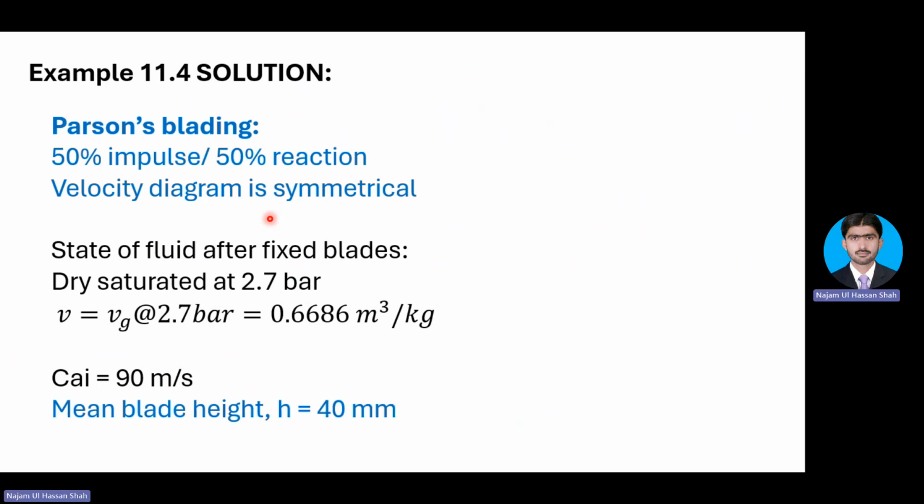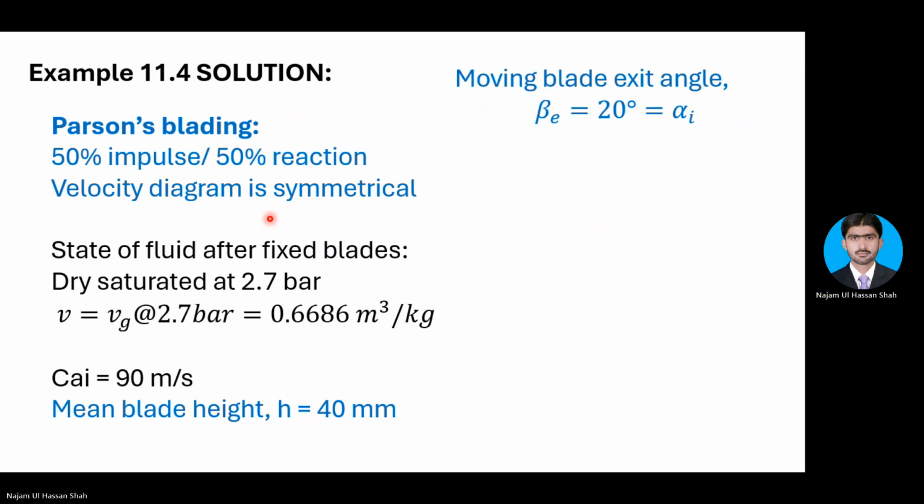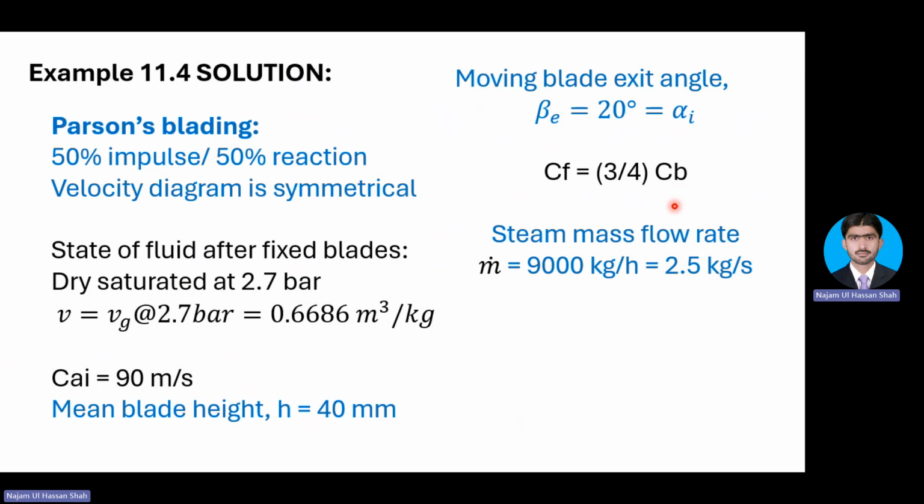Mean blade height is 40 millimeters. The moving blade exit angle beta E is 20 degree. From symmetry, this will be equal to alpha I. The velocity of flow is 3/4 of the blade velocity. The mass flow rate of steam is 9,000 kg per hour, which should be equal to 2.5 kg per second. This is all the data given in this problem.